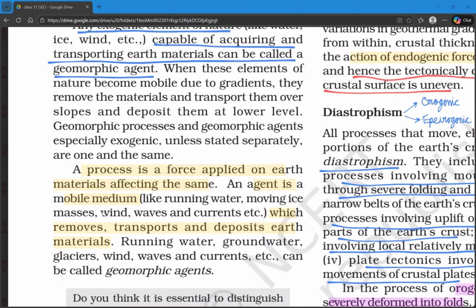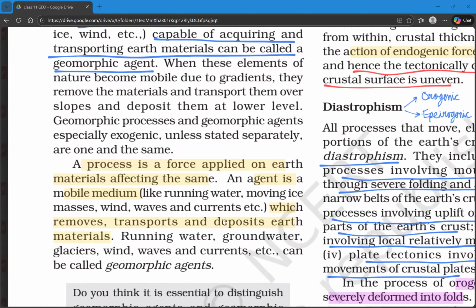An agent is a mobile medium. So mobile mediums that can be moved. That agent can be anything like running water, moving ice masses, wind, waves, currents, etc., which removes, transports, and deposits earth material. So these are all agents. An agent should be a mobile medium.